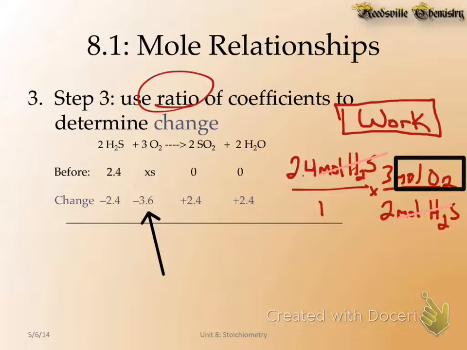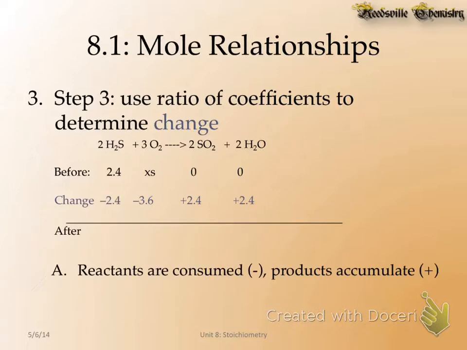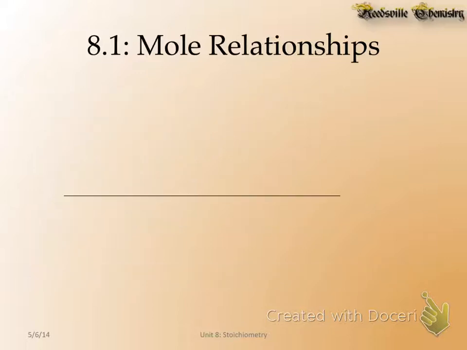So on your calculator, this is pretty simple. It's just 2.4 times 3 divided by 2. Hey, you should even be able to do that in your head. And you're going to get 3.6. Now wait a minute, it's not 3.6, it's negative 3.6. Yes. And that's because reactants are always consumed, so they get a minus sign, and products always accumulate, so they get a plus sign.